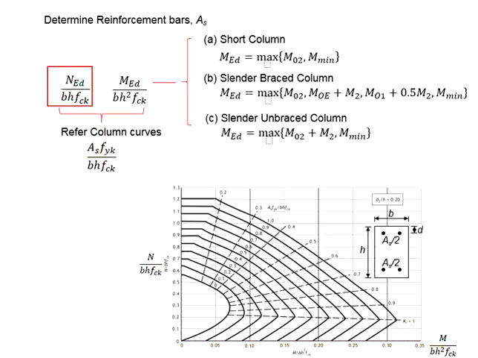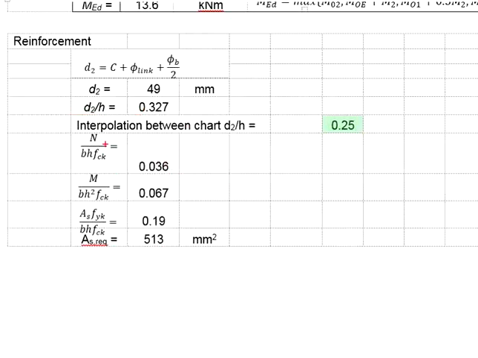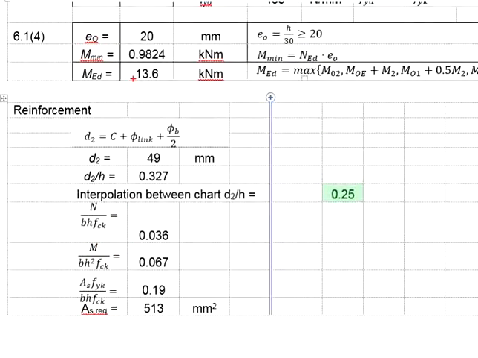Substitute the values into the two equations. The first one represents the y-axis and the second one represents the x-axis. You get these two values. NED is given 49.12 kN, BH 150 times 300, FCK 30 Newton per mm square. As for the second equation, the MED we have calculated is 13.6 kN meter divided by BH square.